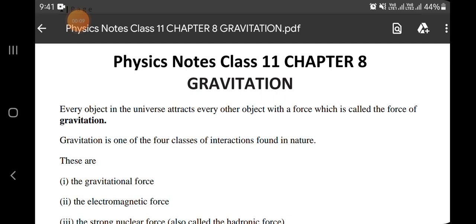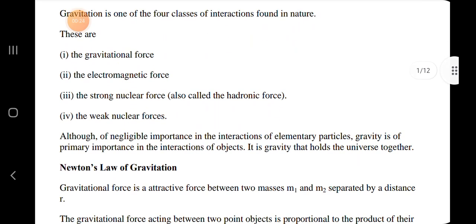Every object in the universe attracts every other object with a force which is called the force of gravitation. Gravitation is one of the four classes of interaction found in nature. These are the gravitational force, electromagnetic force, the strong nuclear force, also called hadronic force, and the weak nuclear force.